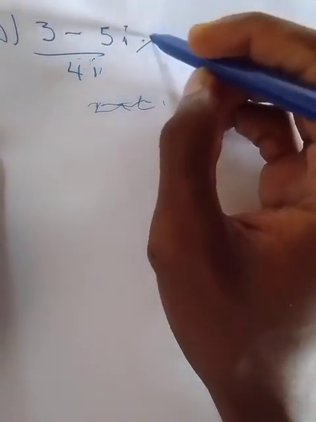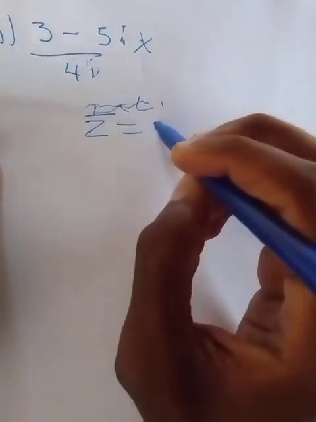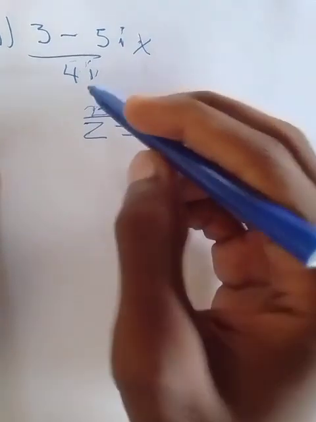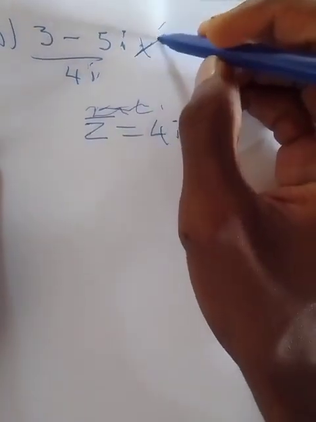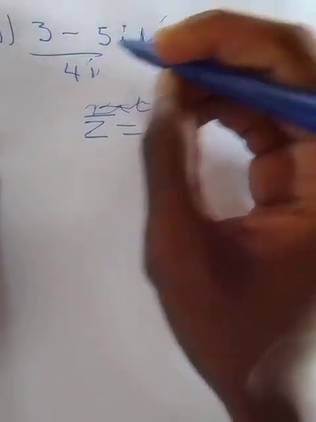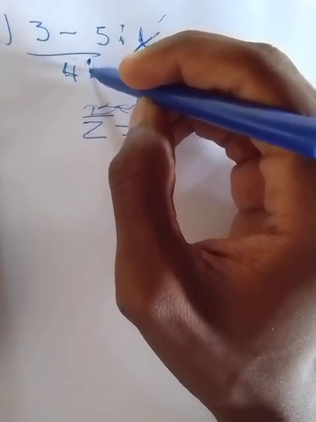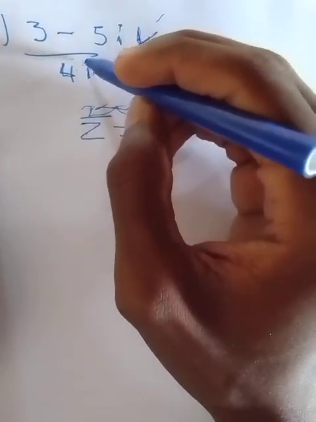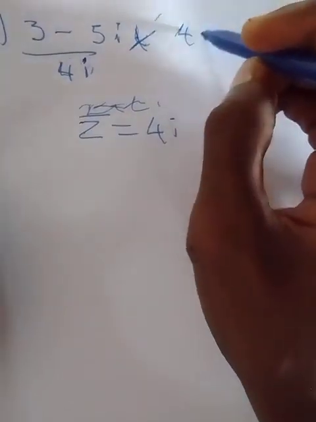So you can just say 4i. Even if you change it, you just don't have to change because it won't affect anything. The imaginary part will still cancel. You won't end up with an imaginary part after you simplify. So you're going to multiply the top and the bottom with 4i.